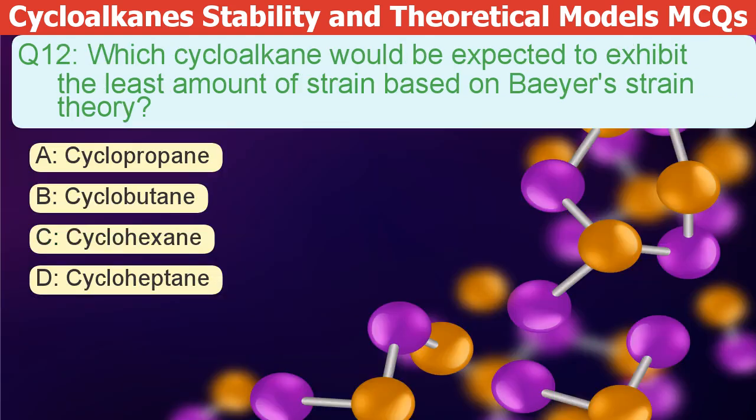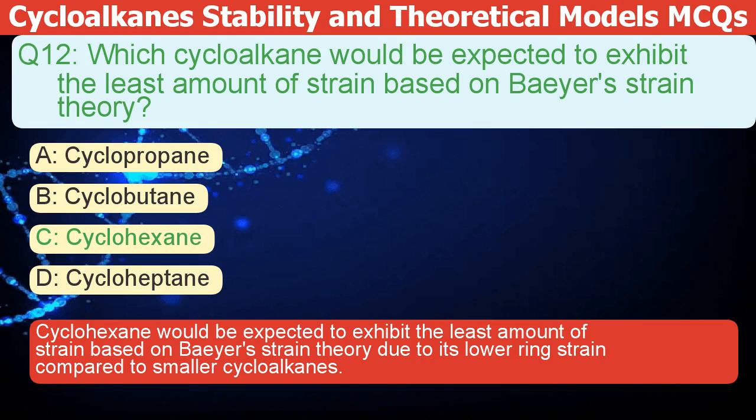Which cycloalkane would be expected to exhibit the least amount of strain based on Baeyer's strain theory? A. Cyclopropane. B. Cyclobutane. C. Cyclohexane. D. Cycloheptane. The correct answer is C. Cyclohexane is expected to have the least strain. This is because of Baeyer's strain theory and its lower ring strain compared to smaller cycloalkanes.